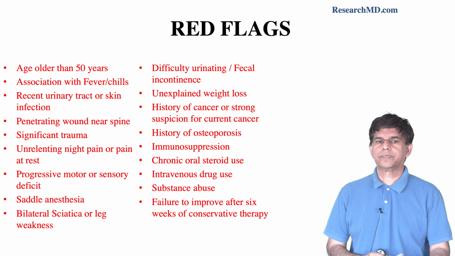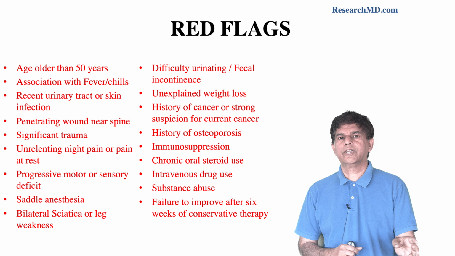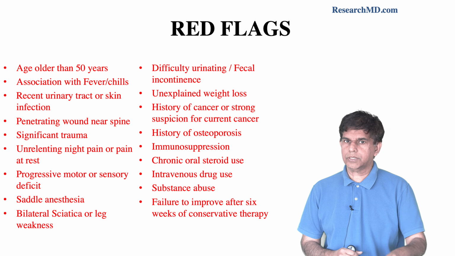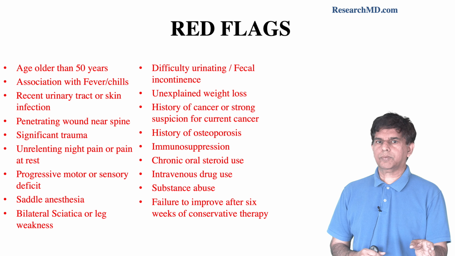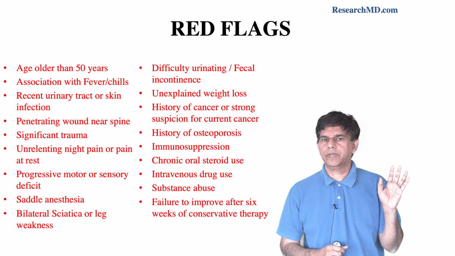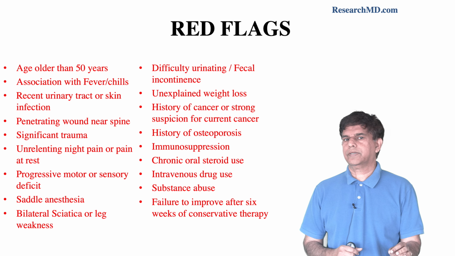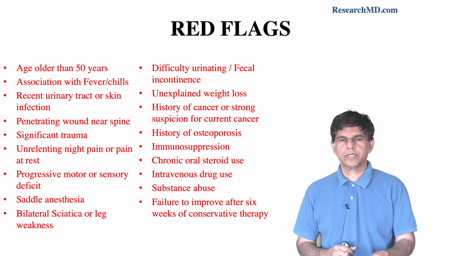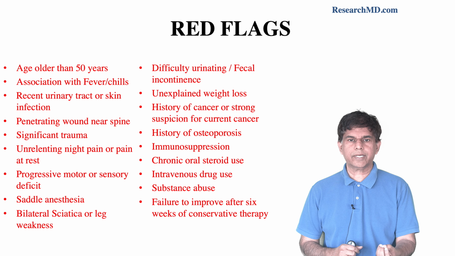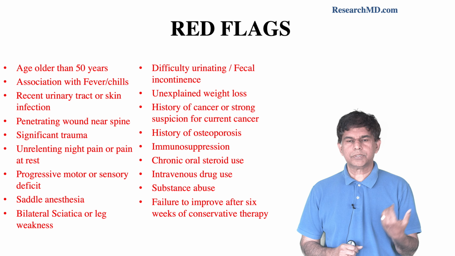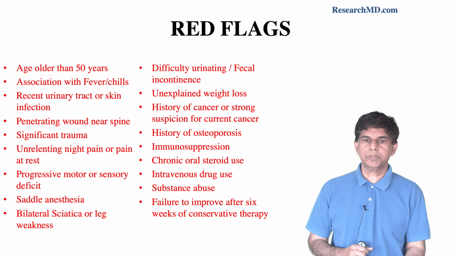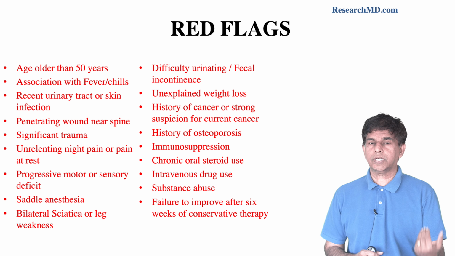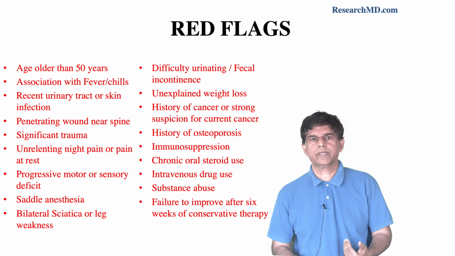Difficulty urinating or fecal incontinence is a very, very bad sign, which we will come back to. Unexplained weight loss, you have to think about malignancy. History of cancer is very serious. History of osteoporosis, you can have fractures. Immunosuppression. Chronic oral steroid use can also lead to fracture. Intravenous drug abuse, you can have an abscess. Substance abuse. Failure to improve after 6 weeks of conservative therapy is also a red flag.